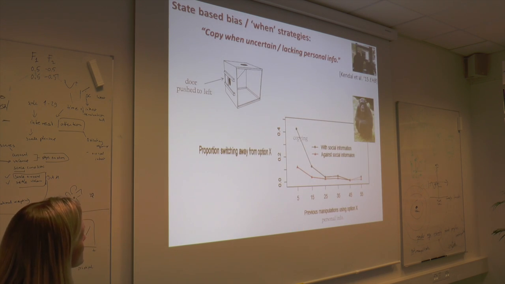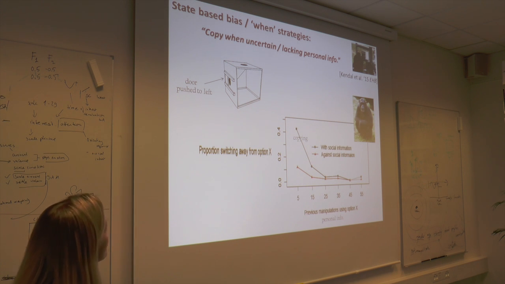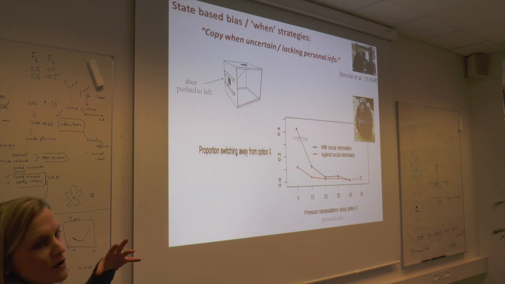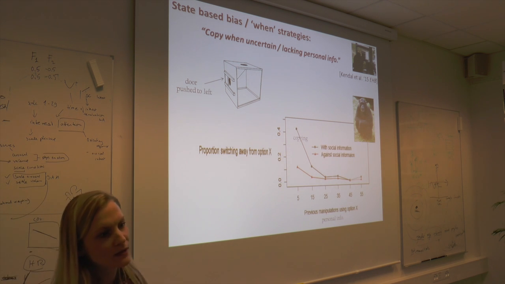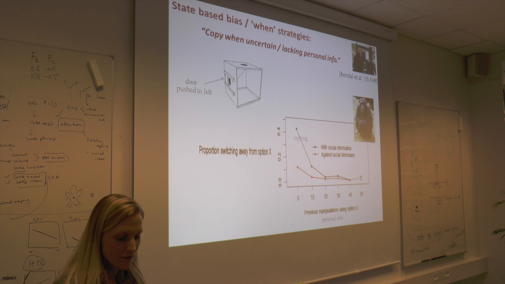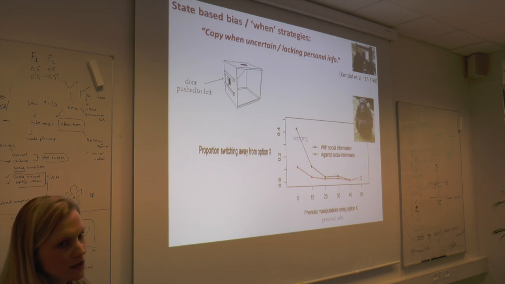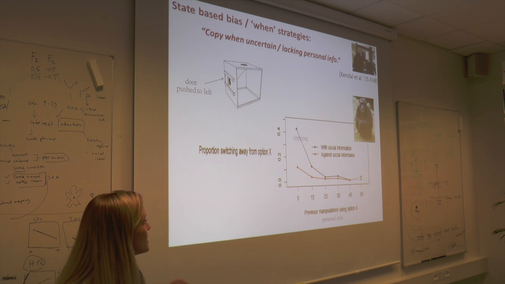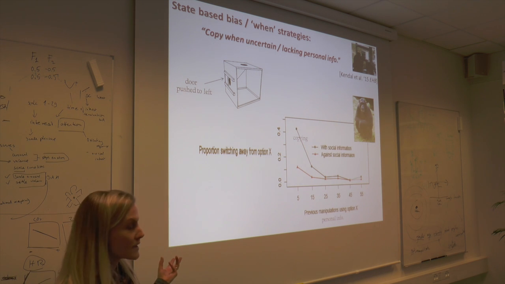So moving on from that, we then wanted to look at, well, what kind of transmission biases might be going on. So the first one, which seems to be very prevalent across the animal kingdom and humans, is copy others when you're uncertain or when you lack personal or asocial information. So in this graph, you can see the number of previous manipulations an individual made using option X, say pushing left. So personal information is increasing across here, and going up the y-axis is the proportion of individuals that switch away from their personal information from using X.